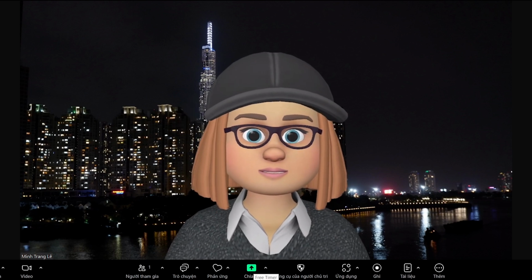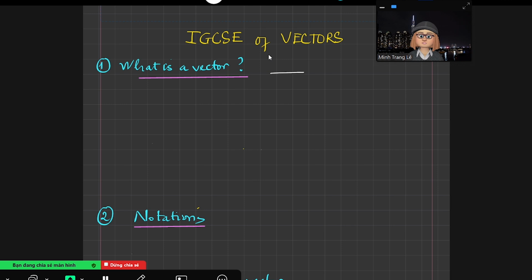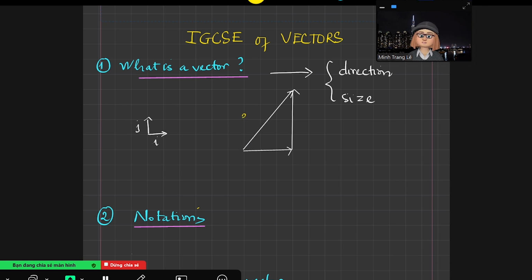So, what is a vector? A vector is an arrow that shows direction and size. To show a direction of left or right, we use the vector i, and for up and down, we use the vector j. For example, to show a vector that moves 3 units right and 4 units up, we use the vector 3i plus 4j.